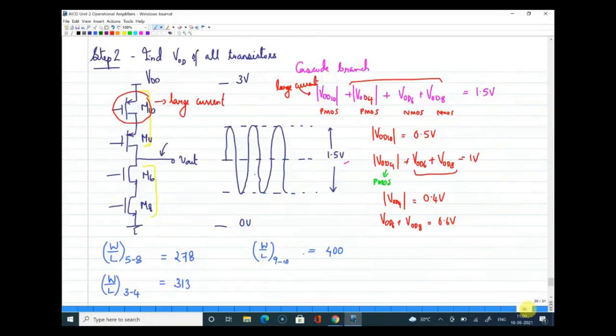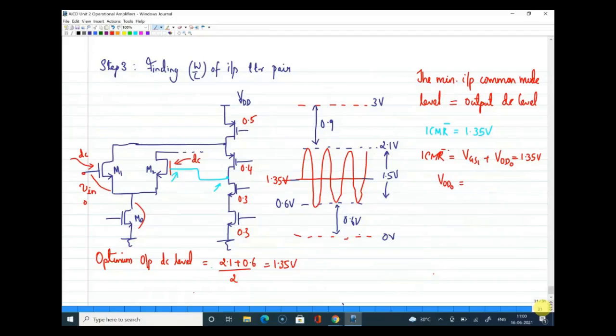So instead of giving 0.5 directly, I am giving slightly lesser than 0.5, which is 0.4. Again, stating that NMOS will have a higher mobility, so that can be compensated. So VOD naught is 0.4. If VOD naught is 0.4, I can say VGS1 will be equal to 1.35 minus 0.4, which is equal to 0.95 volt. VGS is 0.95 volt.